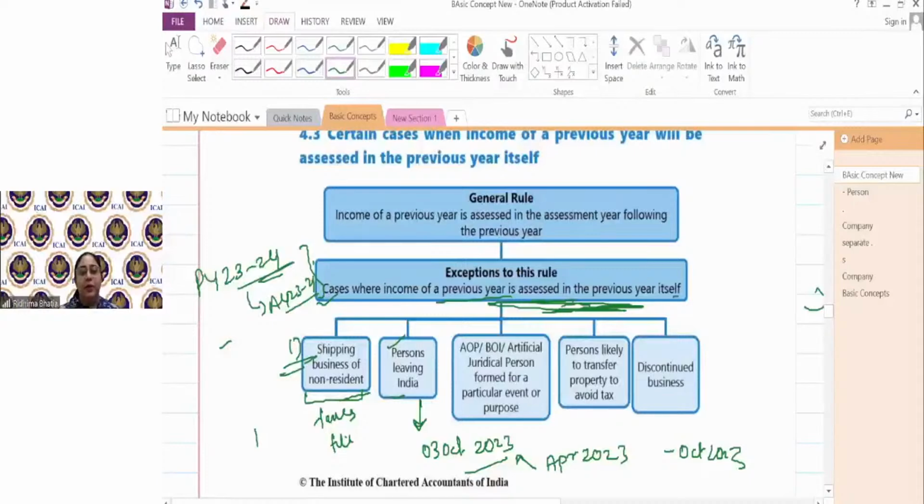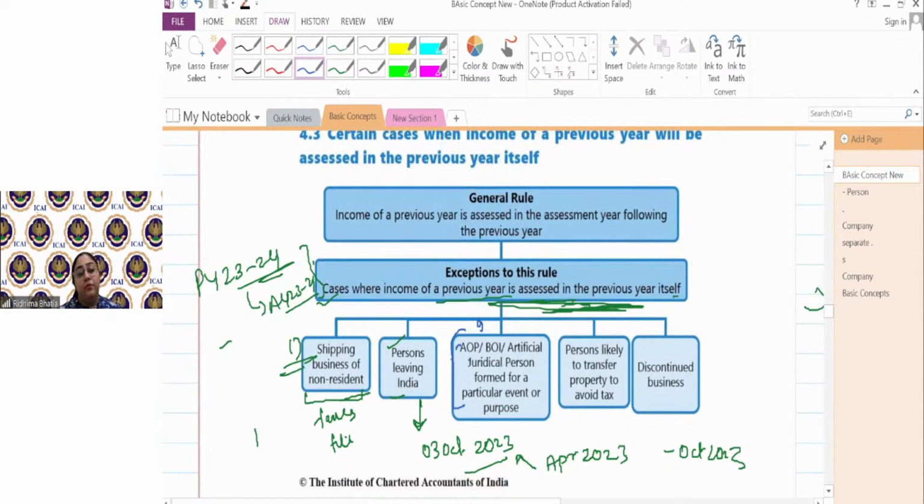Next is AOP BOI, artificial juridical person formed for a particular event or purpose. Now, this is pretty common. They are not as such operated AOP, BOI, etc. They may or may not have any regulated laws. And I told you these AOP, BOI may not follow going concern concept. Going concern concept means that we will be going on and on till the time it is not possible, right?